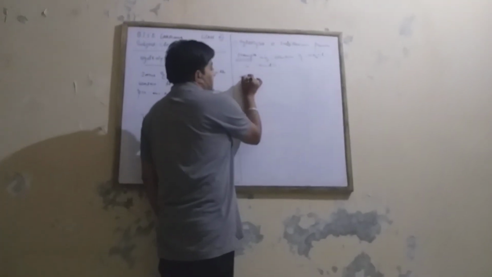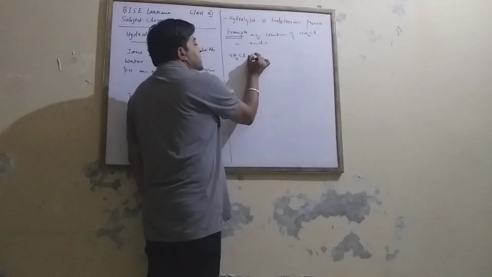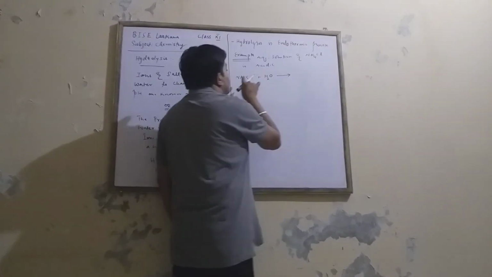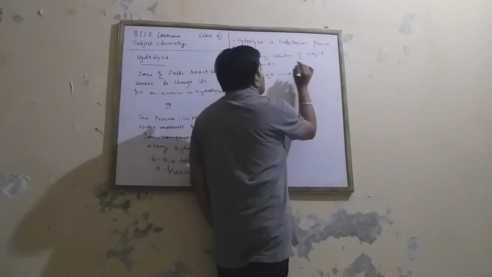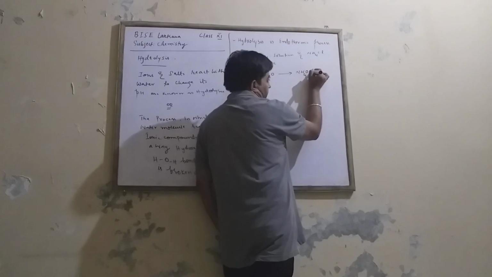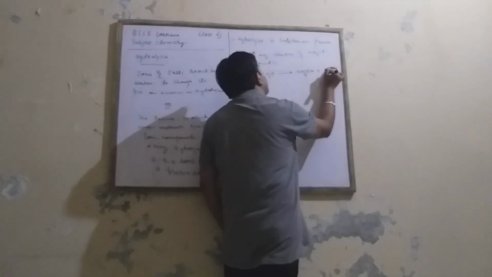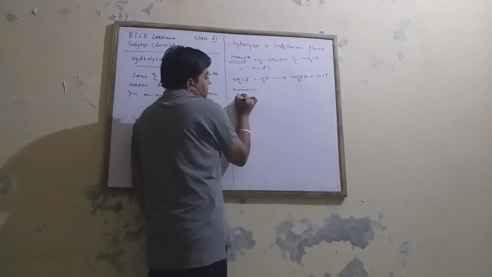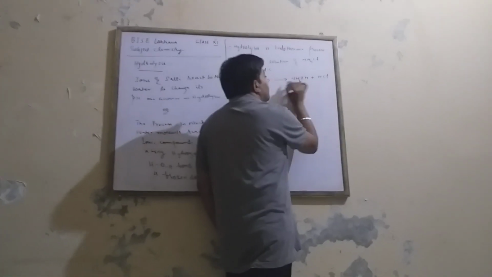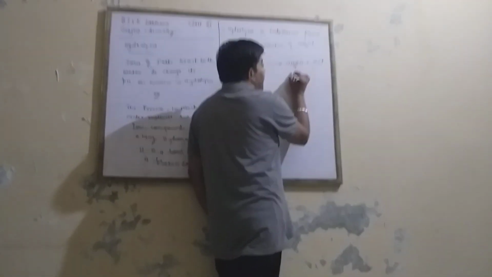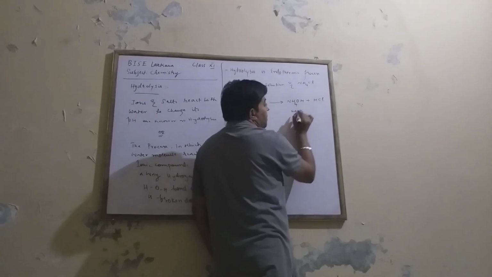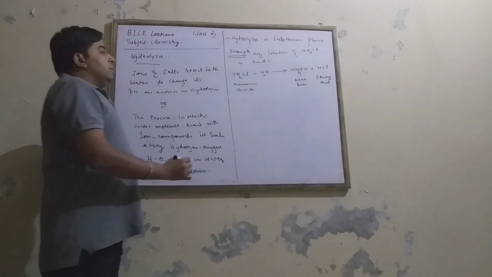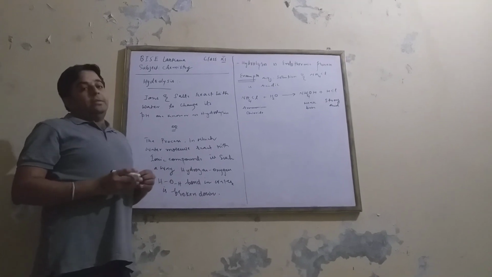Ammonium chloride, NH4Cl. To show acidic nature, the positive ion reacts with OH to produce ammonium hydroxide, and hydrogen reacts with chlorine to produce HCl. This is ammonium chloride, and this is called ammonium hydroxide. This one is a weak base, and HCl is a strong acid. So the solution of ammonium chloride is acidic in nature.